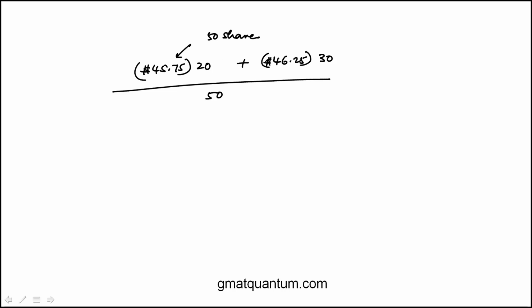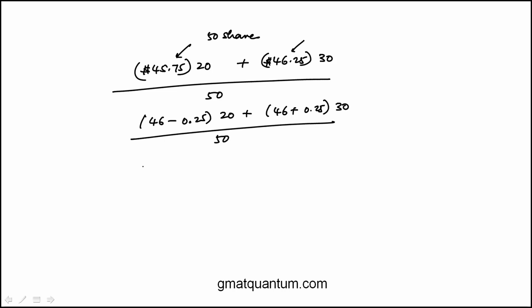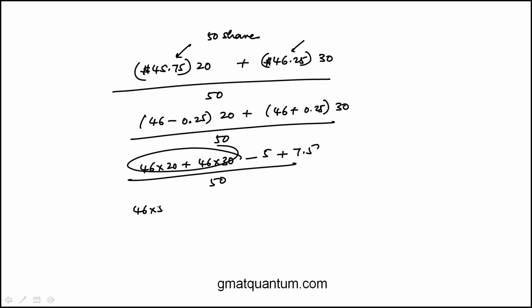Now, I don't want to be doing this multiplication, so my first recognition is that this is 46 minus 0.25, and then here it's 46 plus 0.25. So maybe that's going to help if I collect the 46 terms. And then this piece would be minus 5 plus, that's going to be 7.5 divided by 50. You'll see this piece is just 46 times 50. So when I divide this by 50, this will drop out.